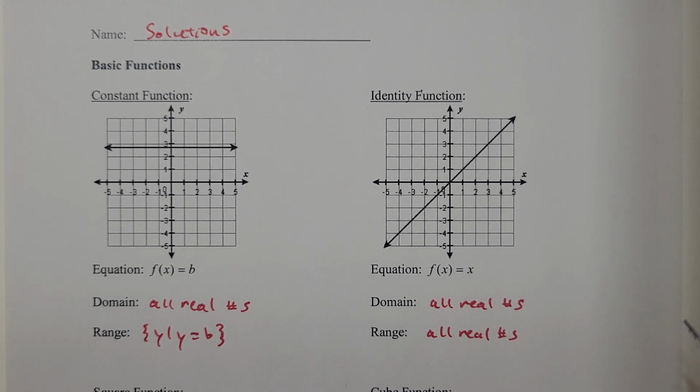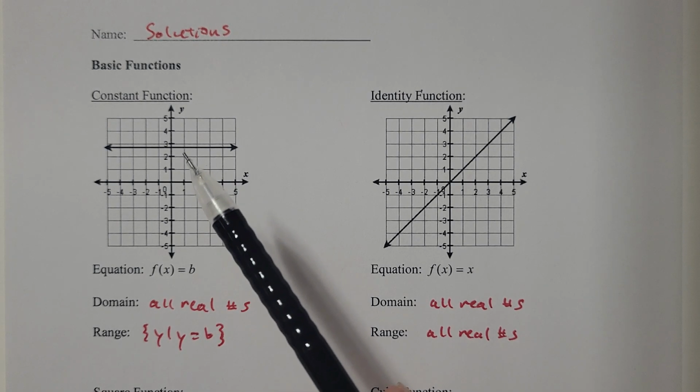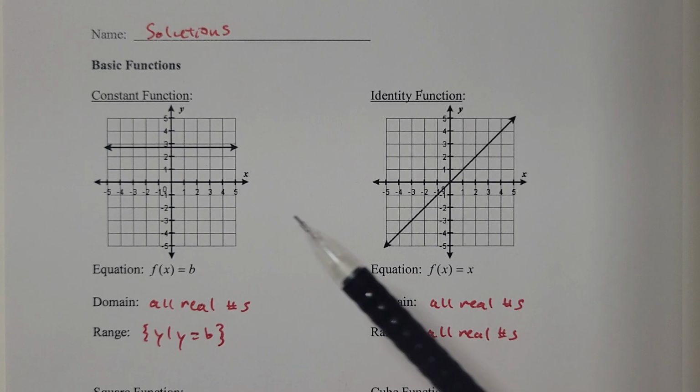So the first graph is called the constant function, and f(x) = b, where b is a constant, would be the equation of this graph. Okay, now b can be any number. So it looks like on this graph b is about 2.7 or whatever. b can be any number though.